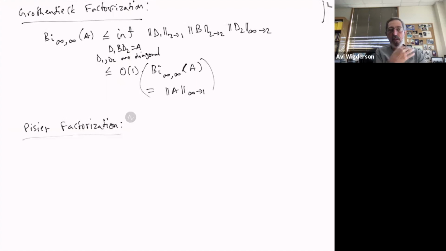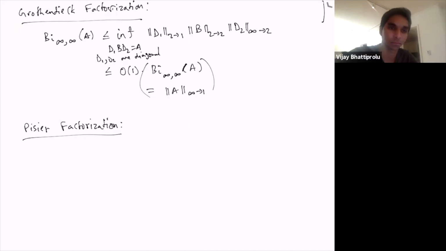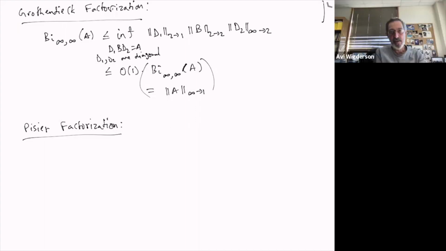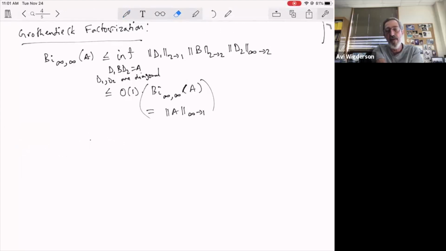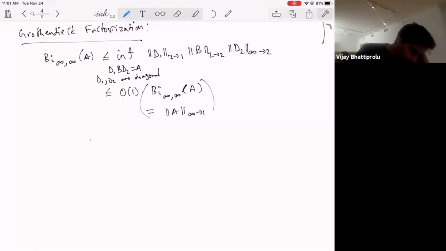Just to restate the Grothendieck factorization again: if we want to know the best infinity to 1 norm of a matrix, we can scale the rows and columns by constants in the best possible way, and then take the top singular value of B. You're making a good point. Let me state it that way.